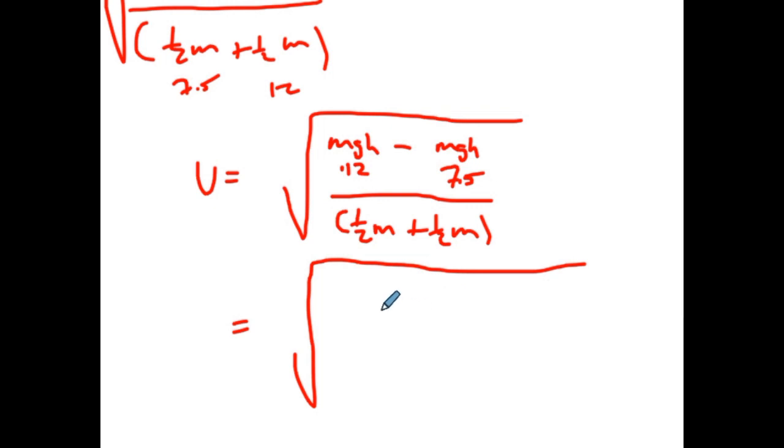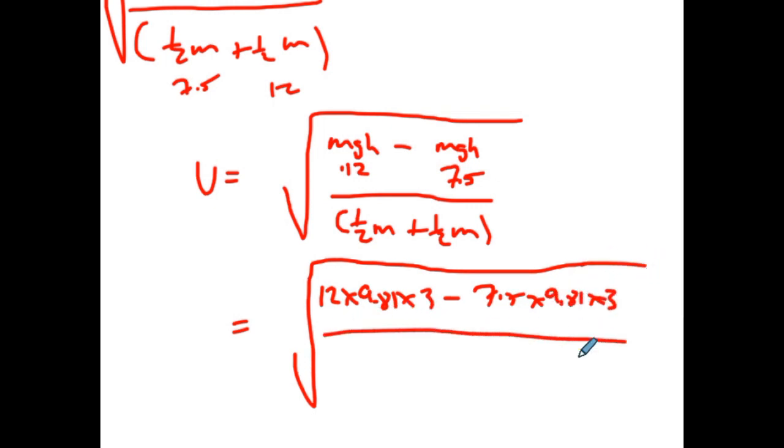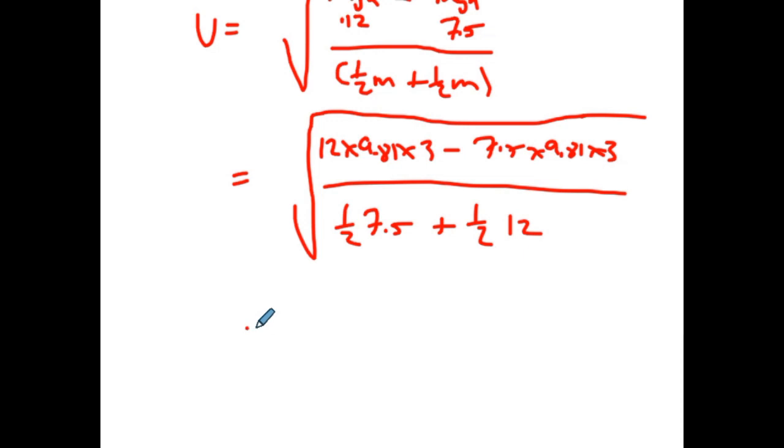So here we go. Mass, 12. Gravity, 9.81. The height that the box was above the ground, 3. We're then going to subtract 7.5 times 9.81 times 3. We're then going to divide this all by 1/2 of, and the order really shouldn't matter here, but I first went with 7.5. And then we're going to add 1/2 of 12. And if I square root all of that, I should get myself a velocity. So now we just have to make sure we don't mistype in our calculator.